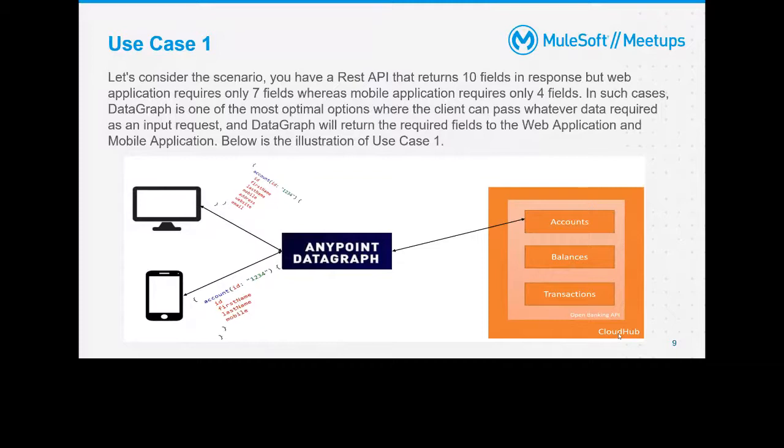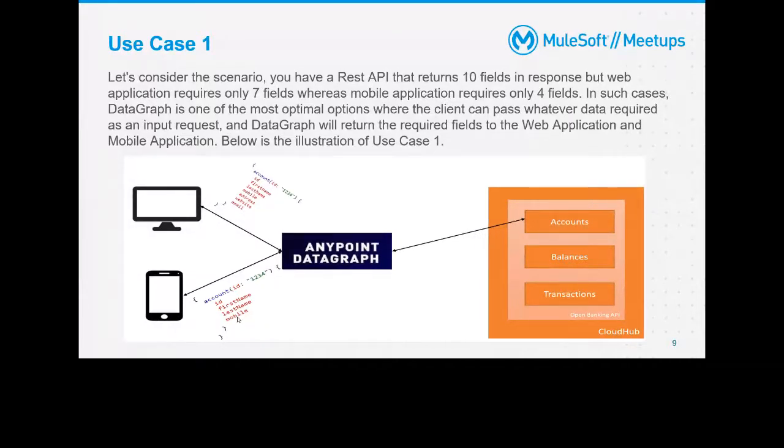But generally, what we do in such cases: let's consider I have a desktop application or web application. It wants 7 or 8 fields, whereas the mobile application wants 4 fields, right? So I have one API, which is the open banking API, having 3 endpoints: account, balances, and transaction. My web application wants these 7 fields, whereas the mobile application requires 4 fields.